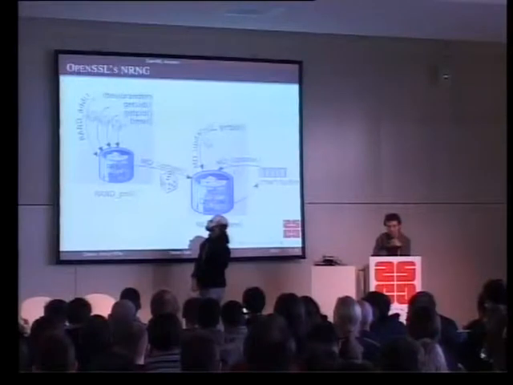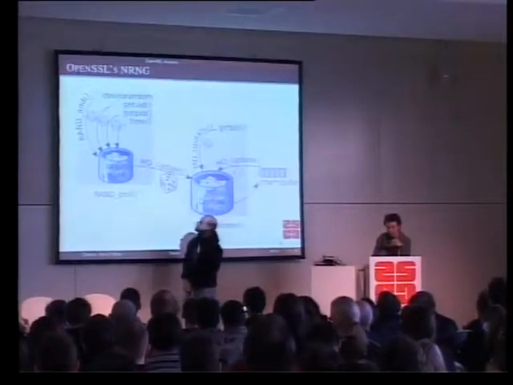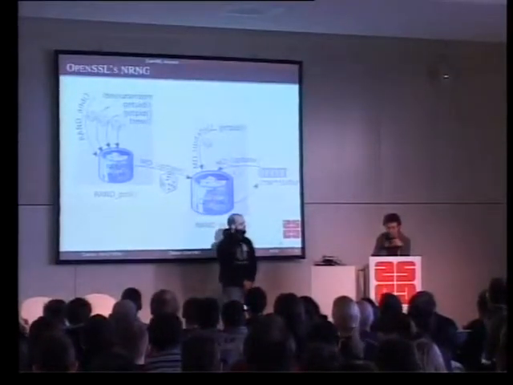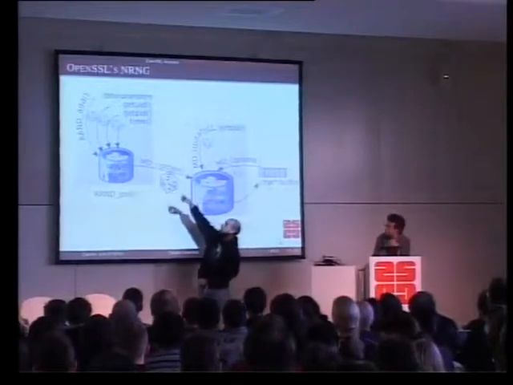When a process just started, for the first time it needs to be initialized, it calls that other function, which initializes the random generator state from many different sources of entropy. The most important one and the strongest one being the system random device.